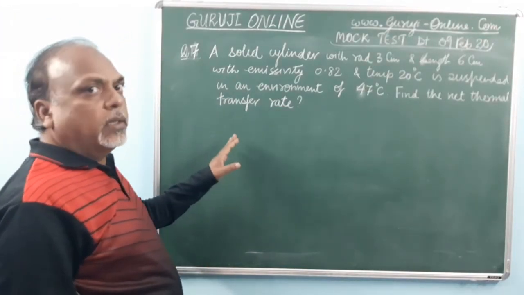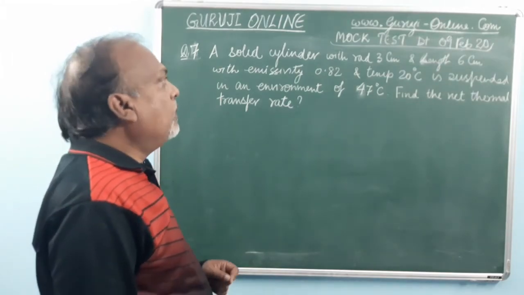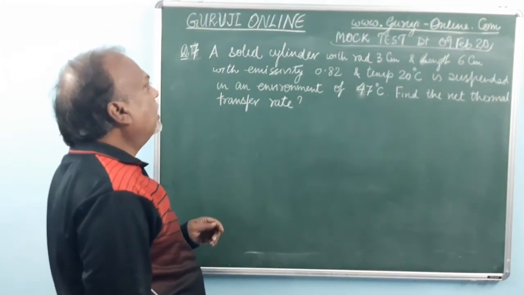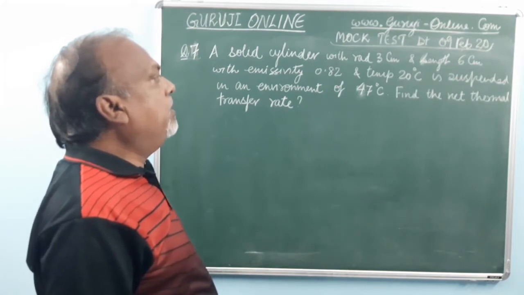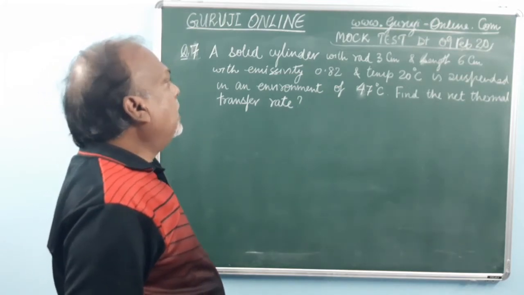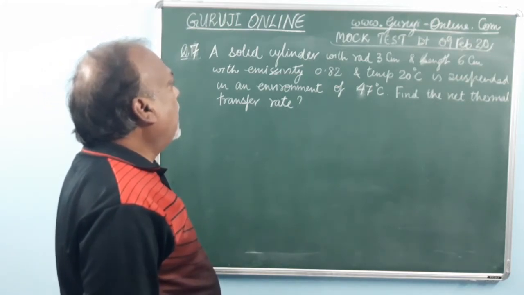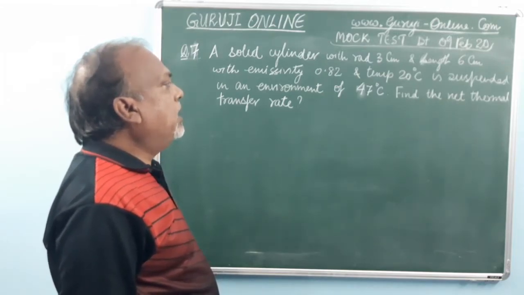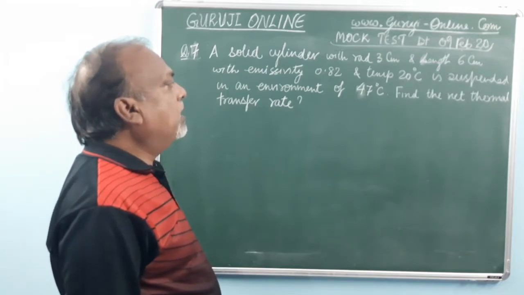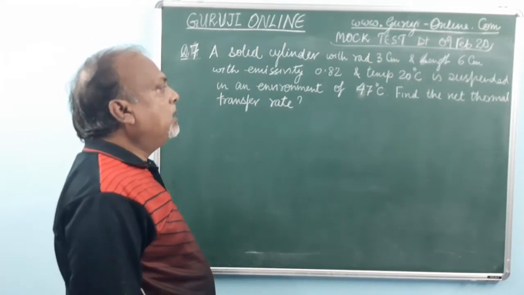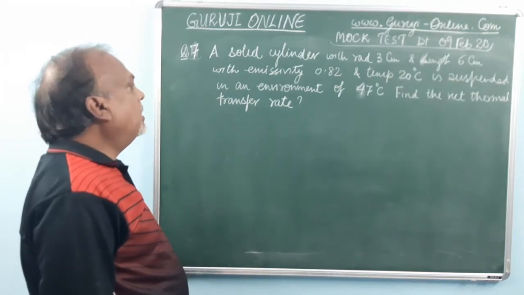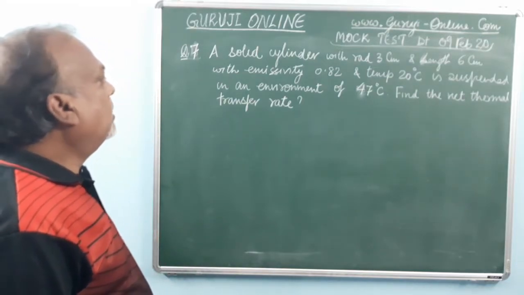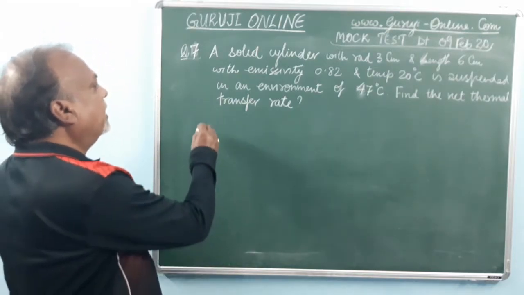Now this is the seventh question. It says a solid cylinder with radius 3 cm and length 6 cm with emissivity 0.82 and temperature 20 degrees centigrade is suspended in an environment of 47 degrees centigrade. Find the net thermal transfer, radiation transfer rate, basically.